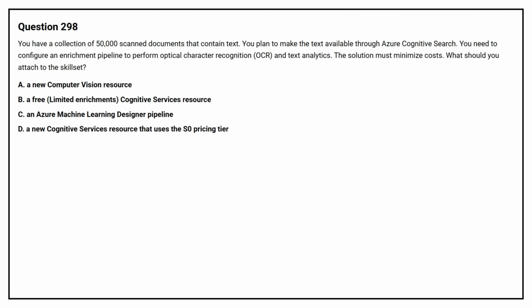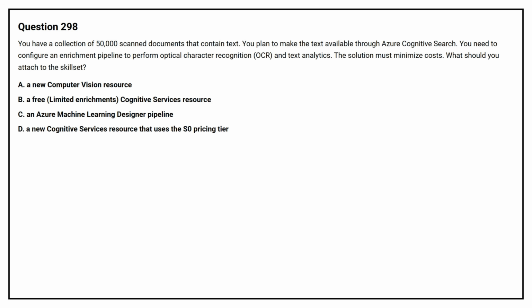Question number 298. You have a collection of 50,000 scanned documents that contain text. You plan to make the text available through Azure Cognitive Search. You need to configure an enrichment pipeline to perform optical character recognition, OCR, and text analytics. The solution must minimize cost. What should you attach to the skill set?